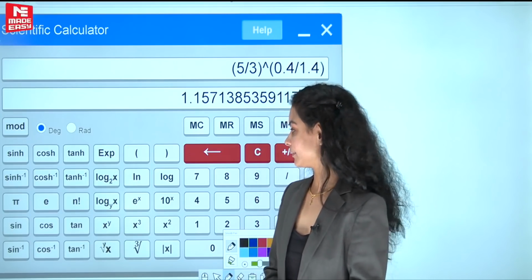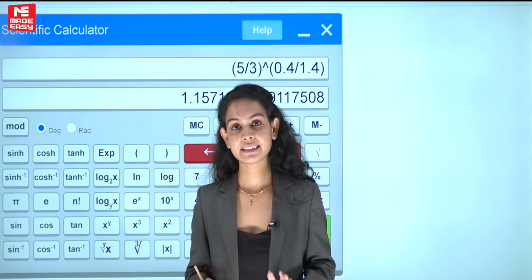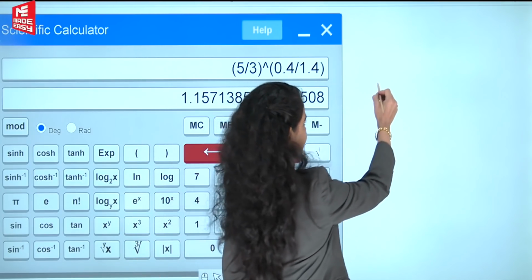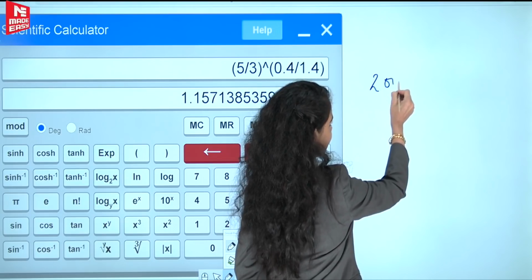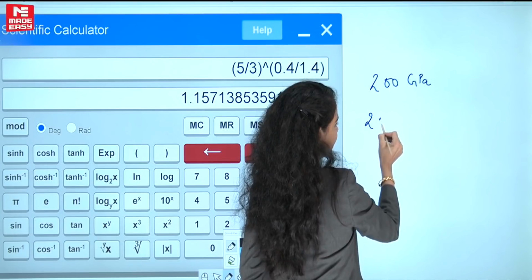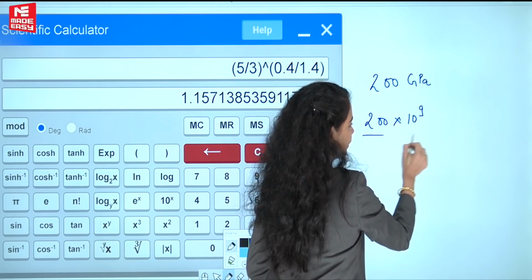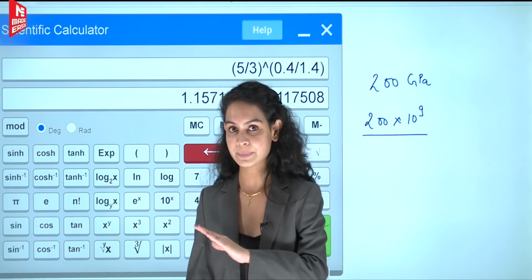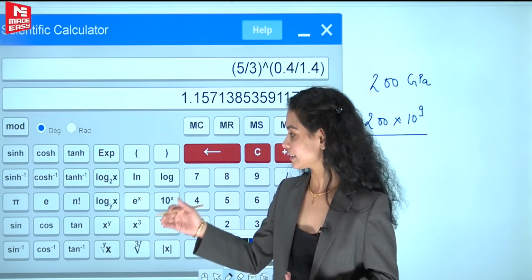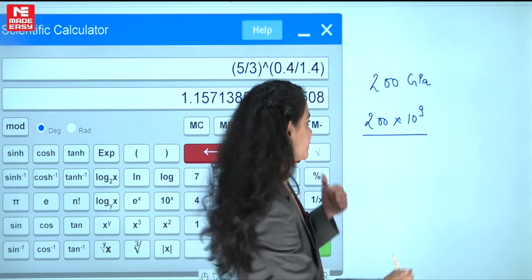The next function that we'll see is exp. Now we are generally not going to use this, but still we'll see how we use exp. 200, let's say it is GPA. We know this is equal to 200 into 10 to the power of 9. Now to write this, we'll be using exp. But again, this function has no use. You can simply perform the calculation using 10 to the power of x. How do we perform this?